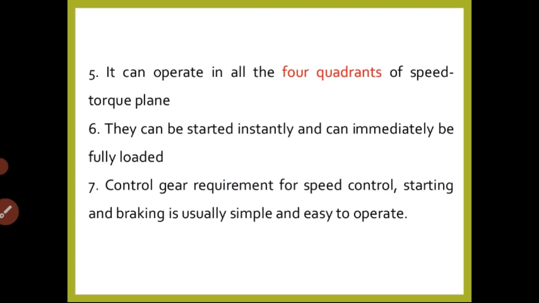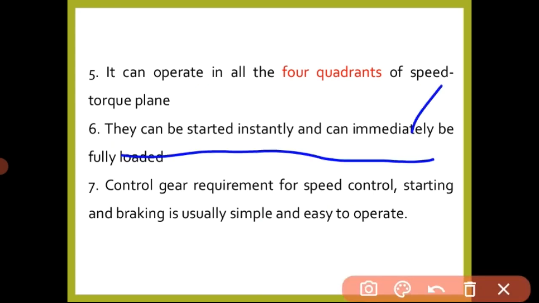It can operate in all four quadrants of the speed-torque plane. I will discuss later how the motor is operated in four quadrants, when the speed is reversed and the torque is also reversed. The four quadrant operation and speed-torque characteristics I will discuss later. So here we have the advantage that the electric motor can be operated under four quadrant operations.